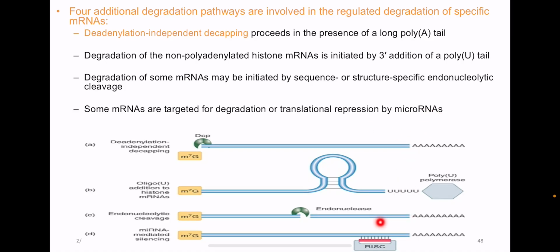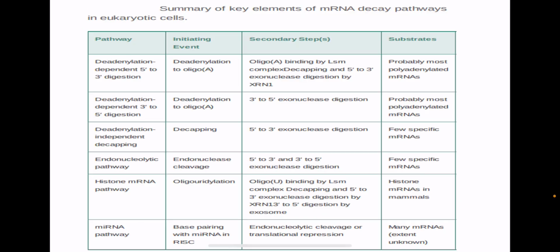This is like the one we did when we talked about RISC, the Argonaute plus the RISC proteins. Argonaute plus some proteins will form an activated RISC complex, then a microRNA will come in, but that one was siRNA.